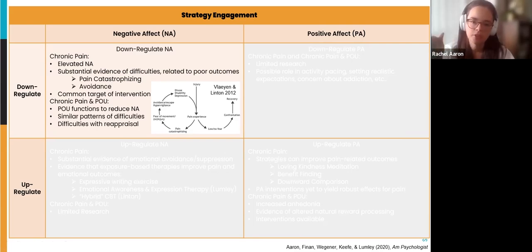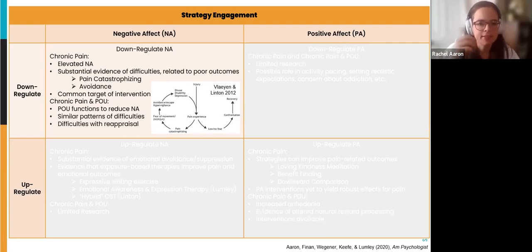And then just to show you sort of the path of recovery on the other end, some people might have pain. They have little or no fear about that pain, so they're able to confront the pain, go on with their life, and that promotes recovery or resolution, or just being able to live with the pain that lingers. So as I mentioned before, this is a common target of intervention. We see strategies for helping people downregulate negative affect in our pain psychology interventions.